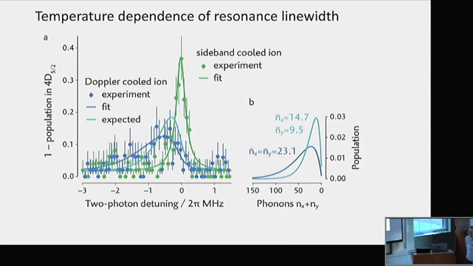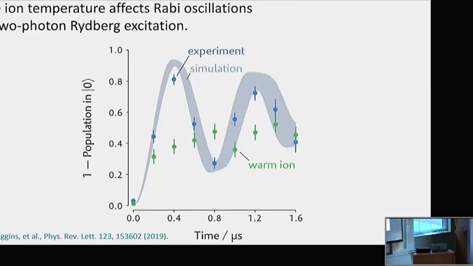And due to that, in our two-ion entanglement operation, we have performed Doppler cooling and sideband cooling, so we didn't do only Doppler. If you look, for instance, at Rabi oscillations, with sideband cooling you see nice Rabi oscillations. For a Doppler cooled ion, it's basically a decoherent version.